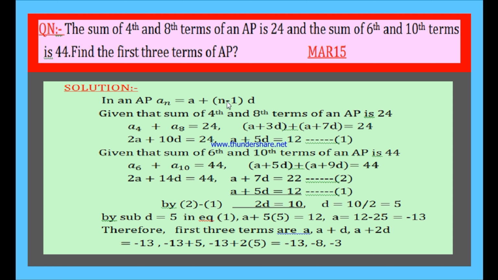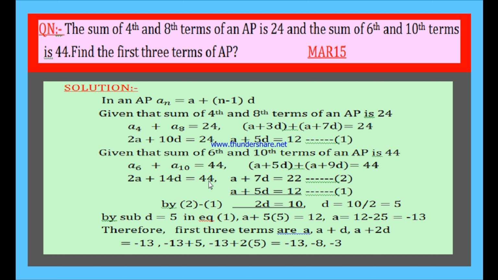6th term means a plus 6 minus 1, that is a plus 5d, plus 10th term means a plus 10 minus 1, that is 9d. a plus 5d plus a plus 9d is equal to 44. a plus a is 2a, 5d plus 9d, 14d is 44.